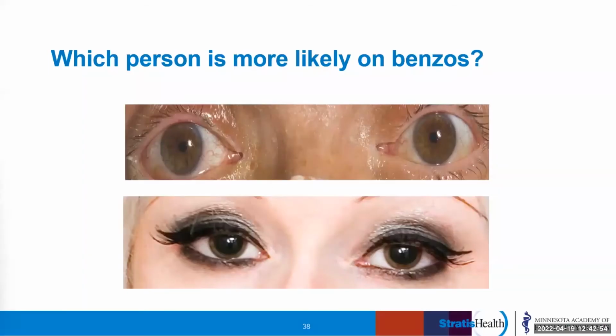This is probably my favorite slide in this whole slide deck: which of these two people is under the influence of benzodiazepines right now, as of when they took this picture? So it's the bottom one. Big pupils, like big pupils. That's a benzo. The top one, that's opioid, and it's tiny pinpoint pupils.